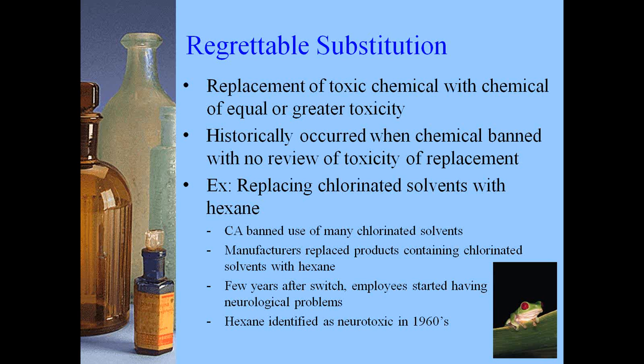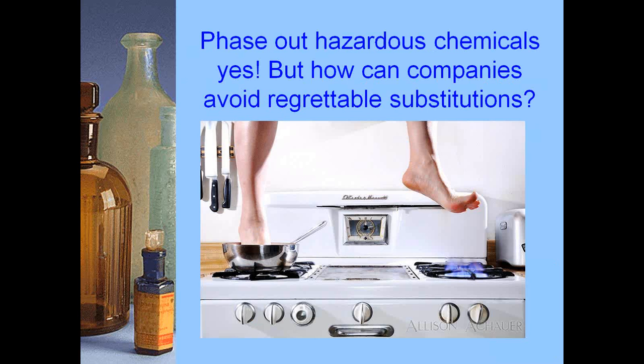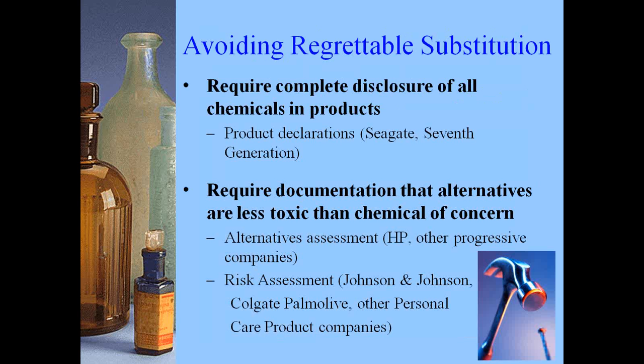If somebody had actually asked the question, okay, hexane's a good alternative, but are there any toxicity concerns about it? Perhaps they would not have made that substitution. So one of the big points behind alternatives assessment is to prevent that sort of unfortunate or regrettable substitution. I'm not going to spend a lot of time on this, but I really like the graphic because it shows that it's very easy to jump from the frying pan into the fire if you don't look at the big picture. So how do you avoid regrettable substitution?